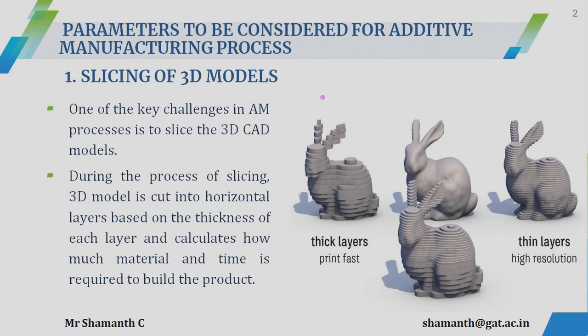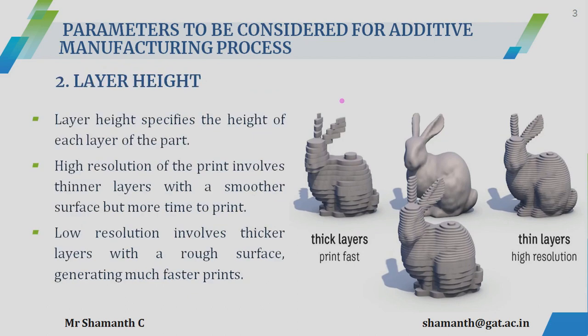The second parameter is correlated with the layer height. In the previous parameter, I discussed the slicing of 3D models. Slicing again depends on how you are slicing your 3D model. Generally the 3D models are sliced horizontally, in horizontal layers. Now you should also be very considerate about the height of the layer. The layer height specifies the height of each layer of the part.